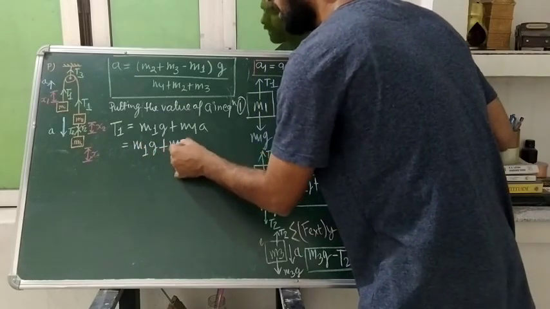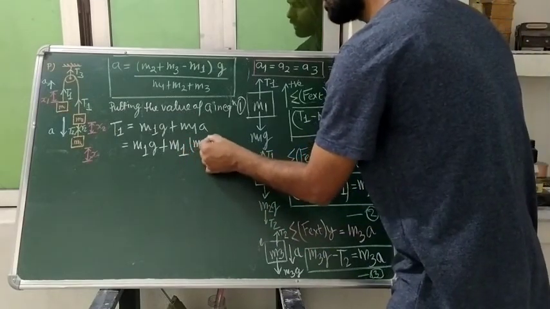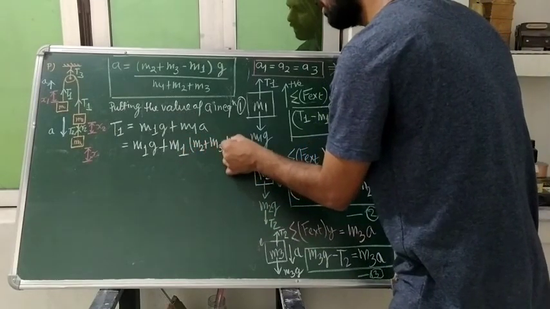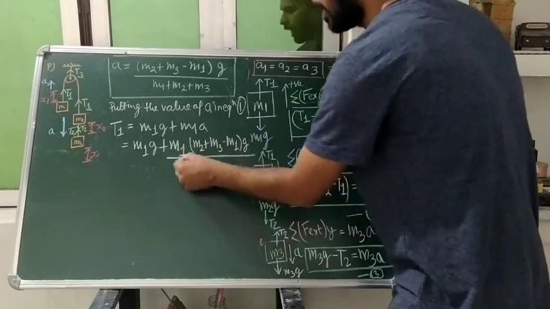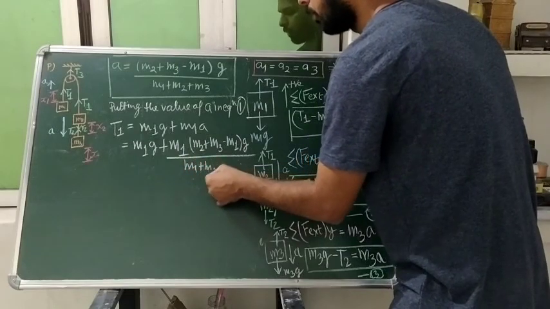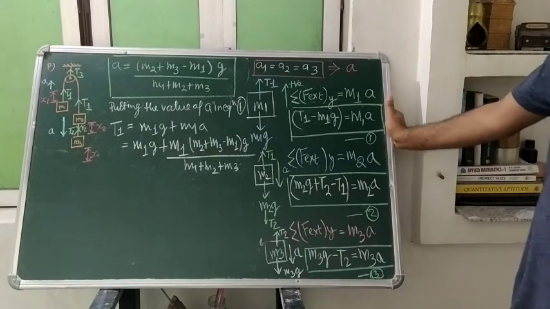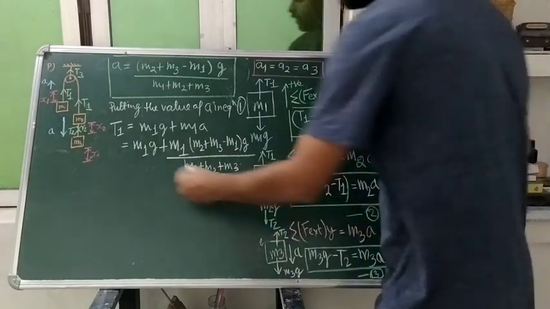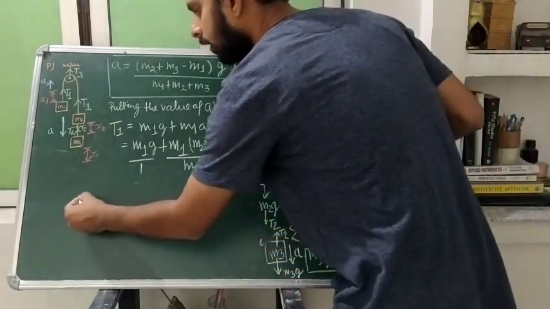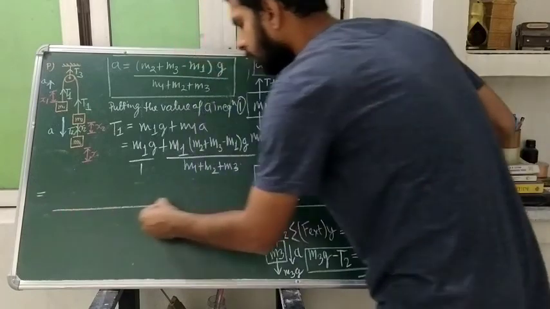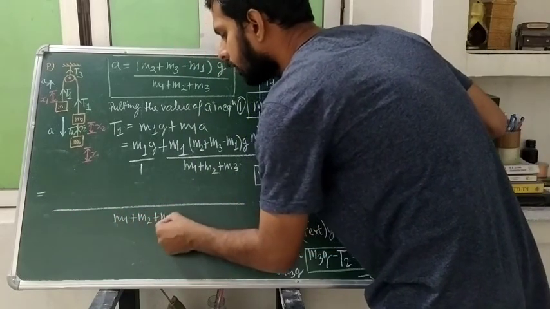plus here m1, in place of a, what can we write, students? (m2 plus m3 minus m1) times g upon m1 plus m2 plus m3 only. Getting? Now we will solve it. It is the addition of fractions, so we will take the LCM. We will consider the LCM as our m1 plus m2 plus m3.